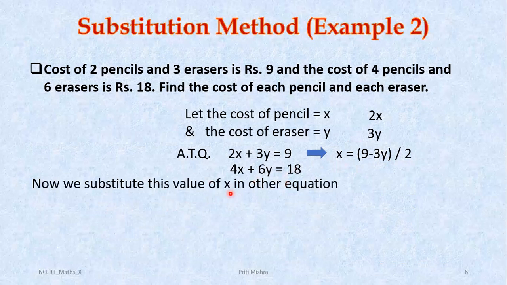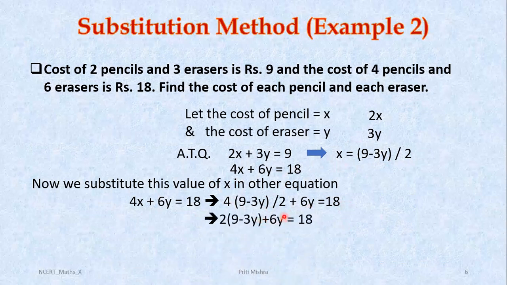Substituting this value of x in the second equation, we have 4x plus 6y is equal to 18, meaning 4 into (9 minus 3y) by 2, plus 6y is equal to 18. Then this 2 will divide this 4. So 2 into (9 minus 3y) plus 6y is equal to 18. After multiplying the terms within the bracket by 2, we have 18 minus 6y plus 6y is equal to 18. Now this minus 6y will cancel out with this plus 6y.